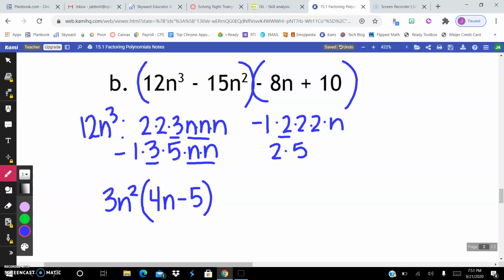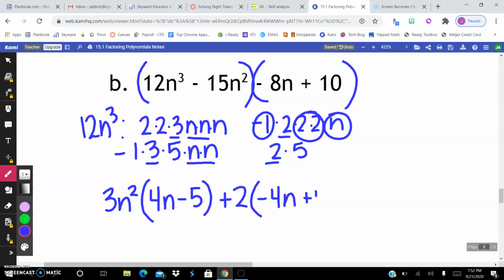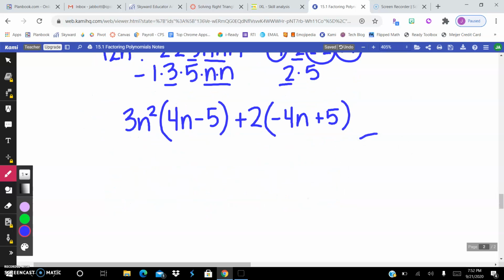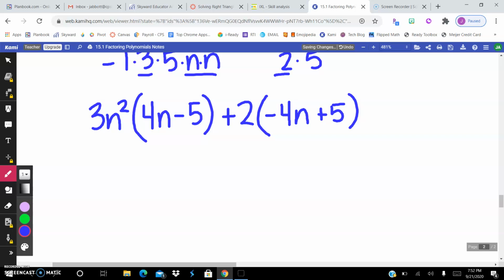So what do they have in common? They have a 2 in common, so a positive 2. What is left over? Negative 1, 2 times 2, and n. So that would be a negative 4n. And the bottom, out of the 10, there's a 5 left, a positive 5. Now looking at our parentheses, they're opposites. This one over here has a positive 4n when this one over here is negative. And this one over here is a negative 5 when this is a positive 5.